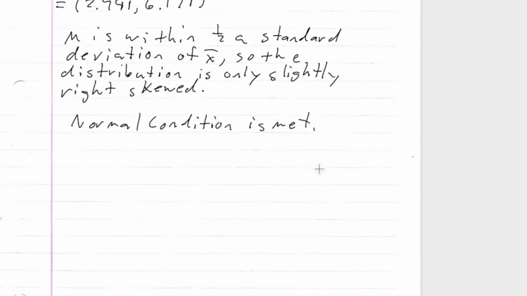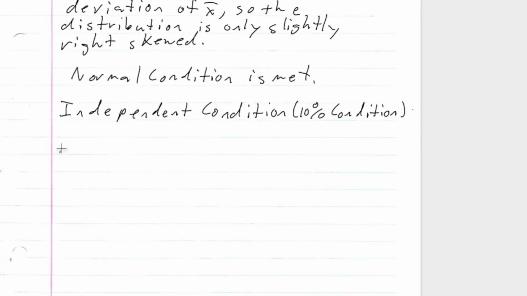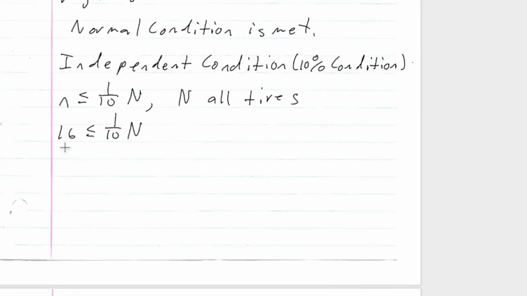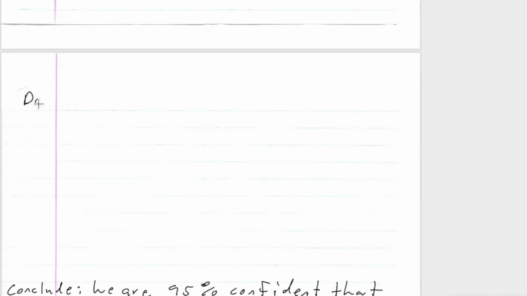All right, so now let's check our independent condition, or our 10% condition, right? So little n has to be less than or equal to a tenth of big N, where big N is all tires, right? So clearly we had 16 is going to be less than a tenth of all tires, right? Or we can rewrite this as 160 is less than or equal to all tires. So all conditions are met, right? Okay, so since all the conditions are met, we can now do our do part.